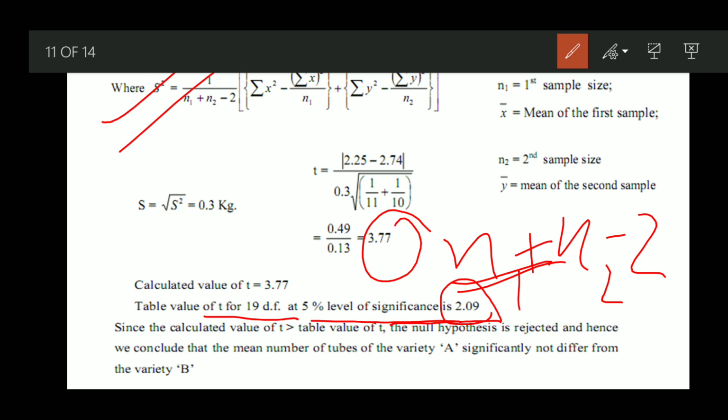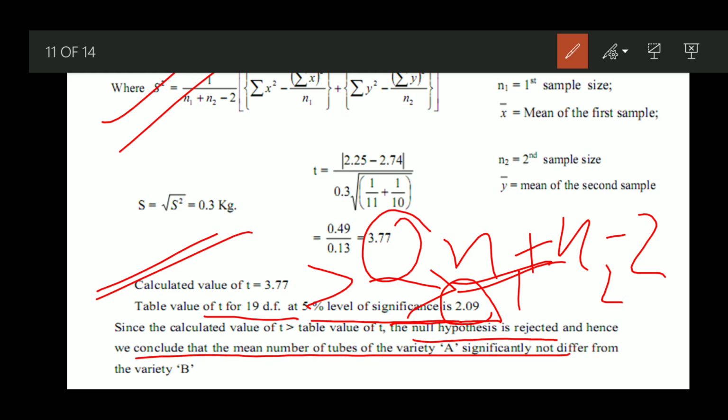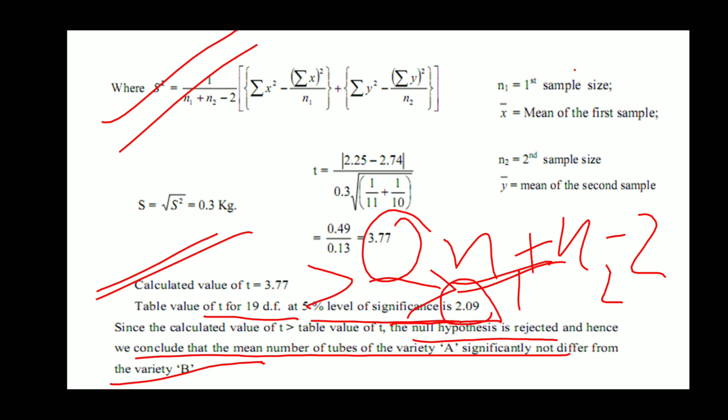So here we can see the calculated value is greater than the tabulated value, which means the null hypothesis is rejected. That means we can conclude the mean number of tubers in variety A is significantly different from variety B. Okay, this is how we draw a conclusion. So remember, drawing a conclusion is the main part of testing of hypothesis.